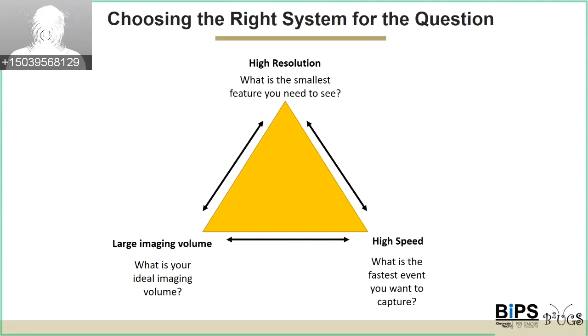As a very general perspective, you can think of it like this triangle with points for each desired parameter: high resolution, large imaging volume, and high speed. As you get closer to each point on the triangle, you get a little farther from all the others. There are similar trade-offs in microscopy.